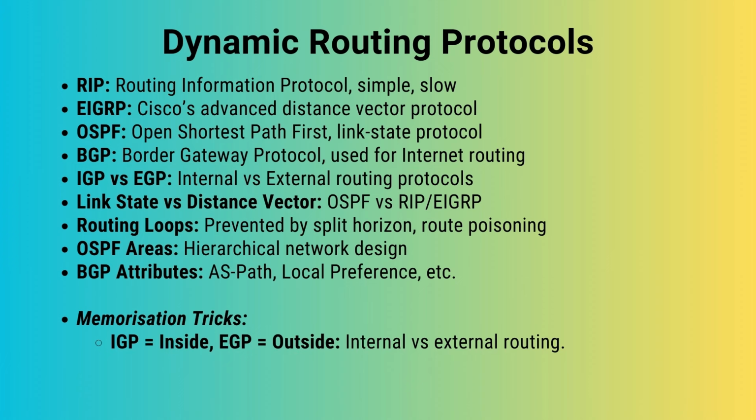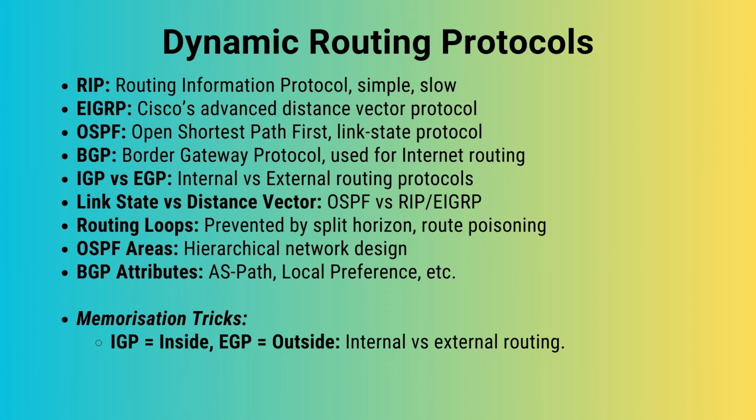Dynamic routing protocols automate the process of sharing route information between routers, essential for large and complex networks. The main protocols include RIP, EIGRP, OSPF, and BGP. RIP is simple but slow, using hop count as its metric with a maximum of 15 hops. EIGRP, a Cisco proprietary protocol, offers fast convergence and efficient bandwidth usage, using a composite metric of bandwidth, delay, load, and reliability.